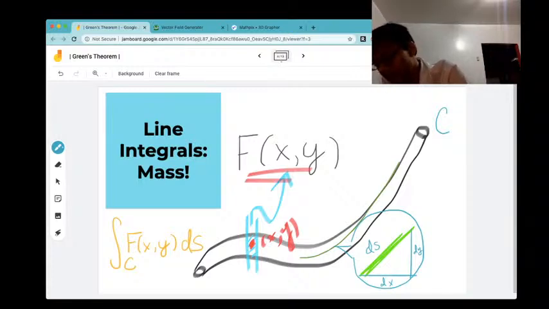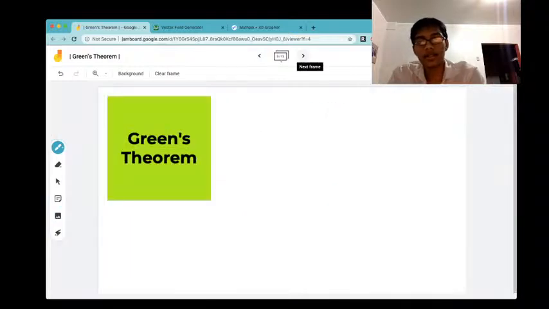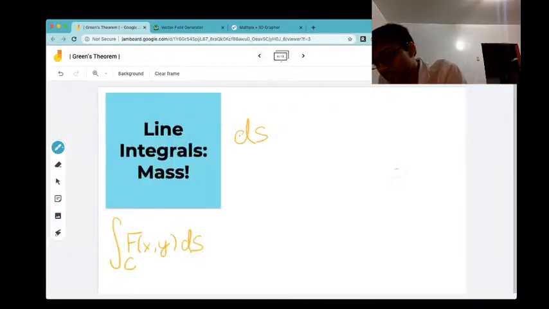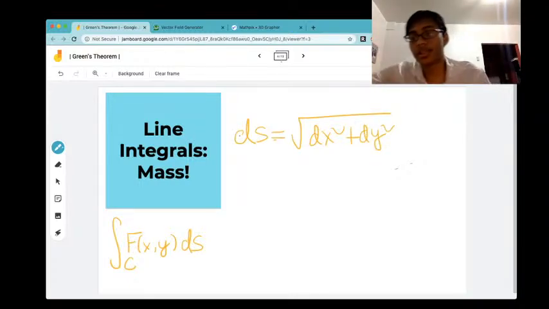So here we are, back with the line integral, but now hopefully you have the diagram in your mind and you don't need this anymore. Now what we're going to do is expand this, right? We already know that ds is going to be the square root of dx squared plus dy squared, right? That's just the Pythagorean theorem. Hopefully you're accustomed to that.